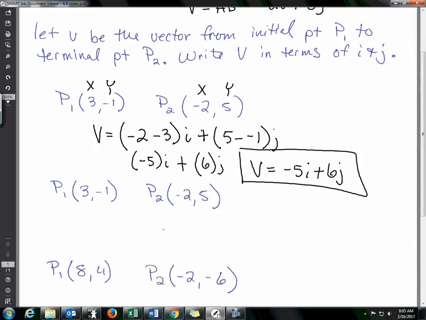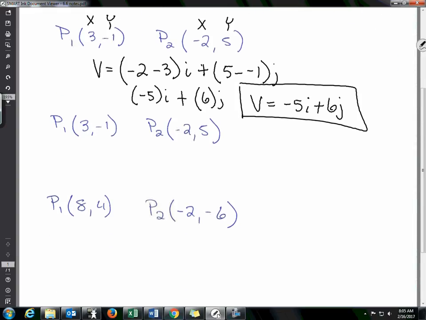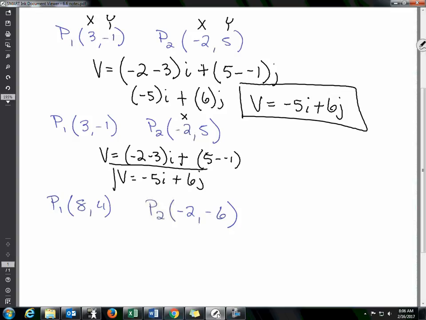Alright, doing this again. When I take my V equals, I start with this x, negative 2, because that's my terminal point. So negative 2 minus 3, put i, plus 5, that's the same point, minus negative 1. So you have V equals negative 5i plus 6j, to get the same answer as before.